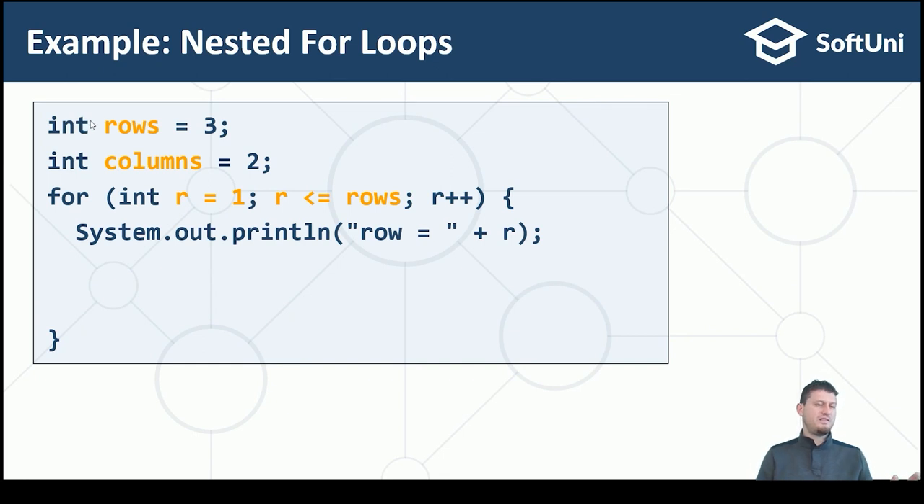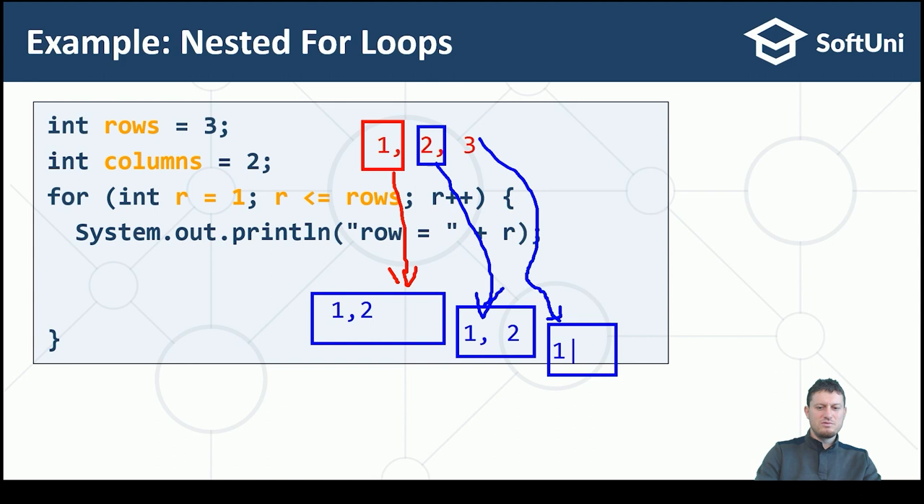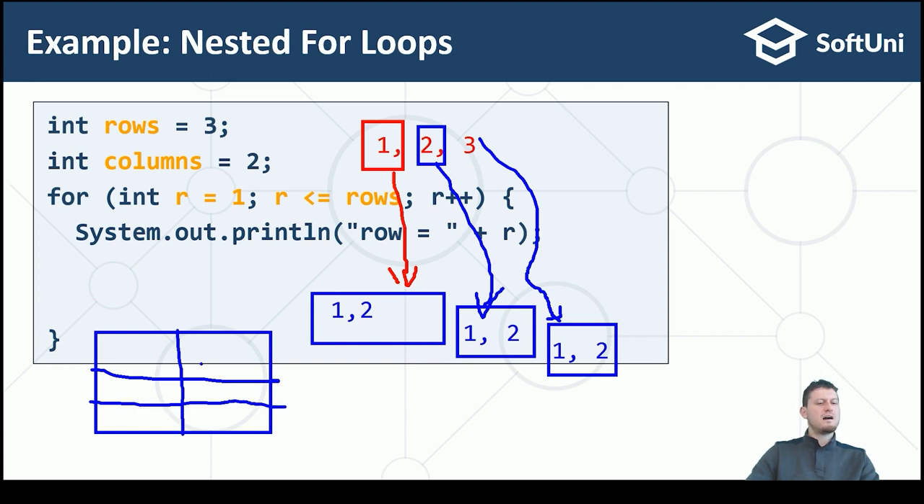We want to print a table consisting of three rows, each holding two columns. So we iterate for the variable r from 1 until the number of rows. So it will iterate like this: 1, 2, 3. Inside it, for 1, I want to have the numbers from 1 until 2. For 2, I want to have the numbers 1 and 2. And for 3, I want to have again the numbers 1 and 2. Because I want to have 3 rows, each holding 2 columns.